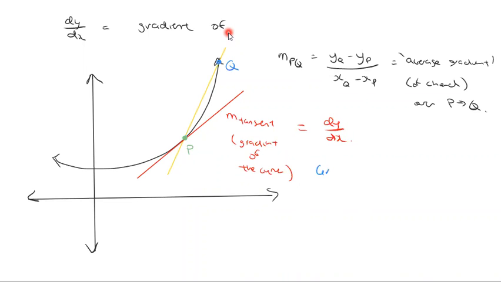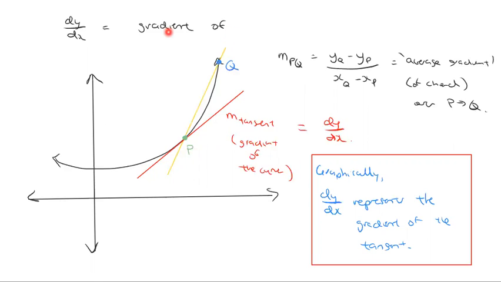In other words, if we are thinking about things graphically, dy/dx represents the instantaneous rate of change of y as x changes. It always does that. But as a graph, that means it represents the gradient of the tangent. Does that make sense? Yes. Good. All right. So then we will now start applying this to functions.